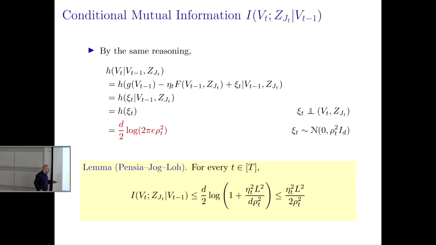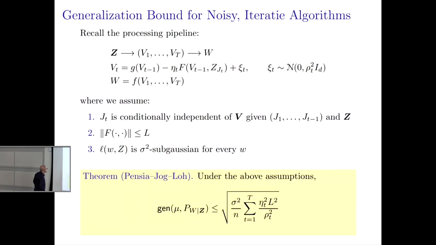This is pretty cool because you have d over 2, that's the dimension of your problem, log of 1 plus something. So this is the step size, right? The idea is that there's an interesting signal-to-noise ratio type thing. This is the step size and the smoothness constant, and here we have dimension times the noise variance. And then you can just upper bound this, using the fact that log of 1 plus x is less than or equal to x, it's a natural log, and you end up with that. Right, so now we can just assemble this.